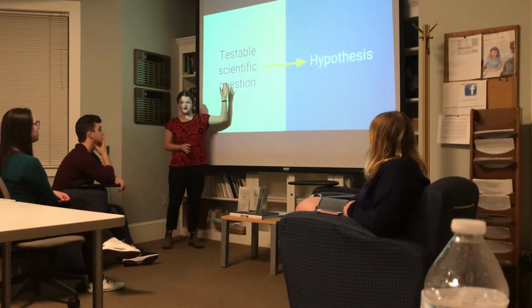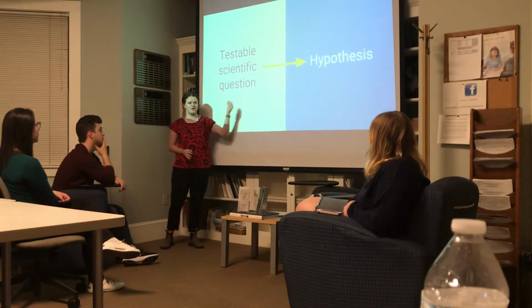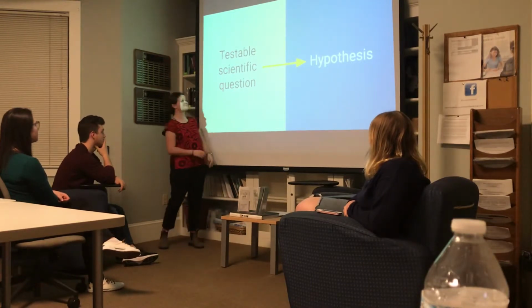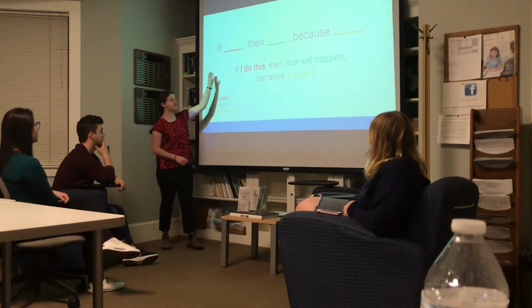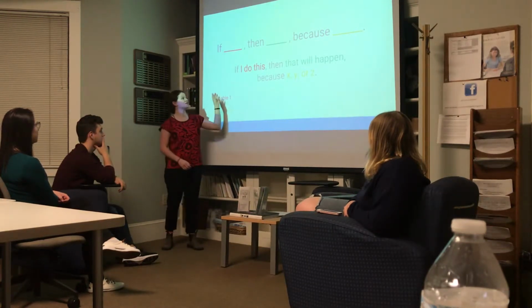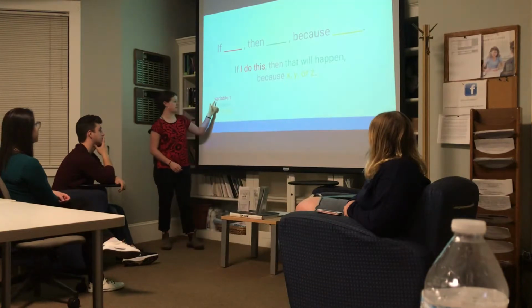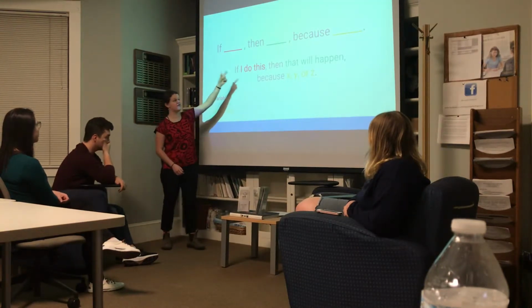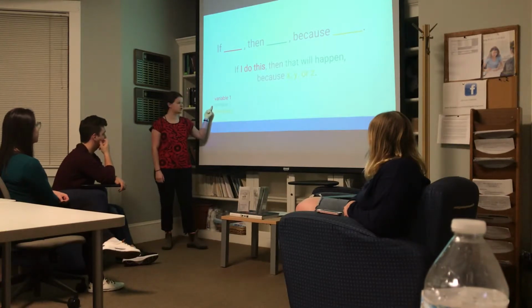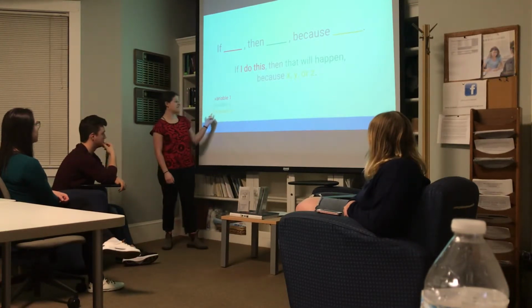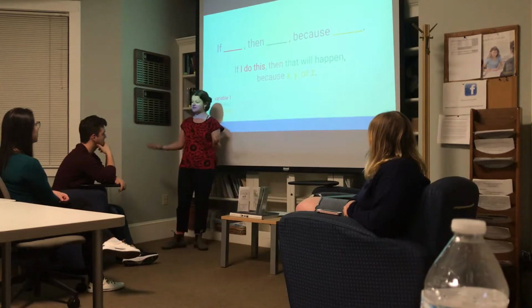So now that we have our testable scientific question, we can write our hypothesis. And that is done with 3 easy components: if, then, and because. So if I do this, in red you can see the variable 1, then that will happen. In green, manipulation of variable 2, and because of an explanation, X, Y, or Z. You need to explain why you think things are going to happen.